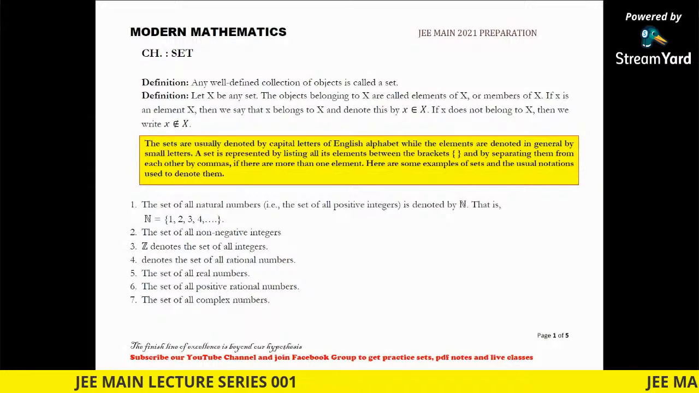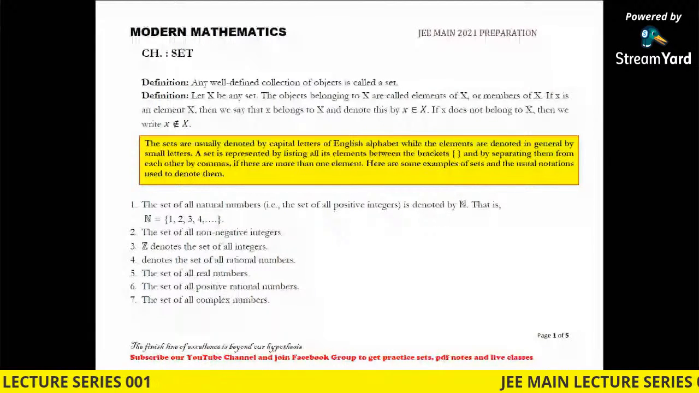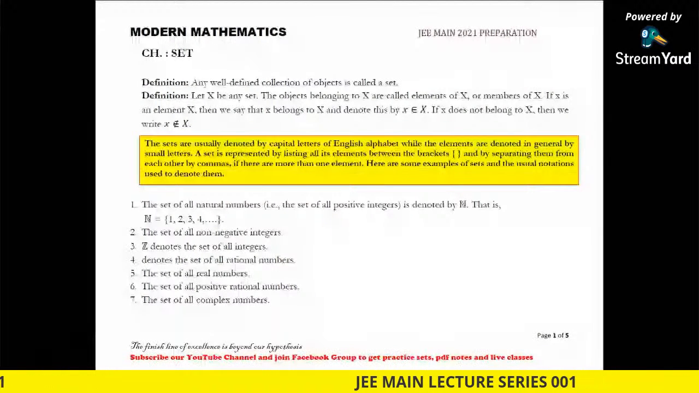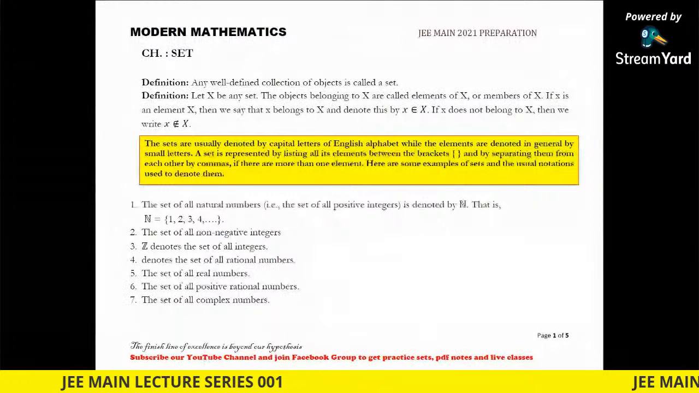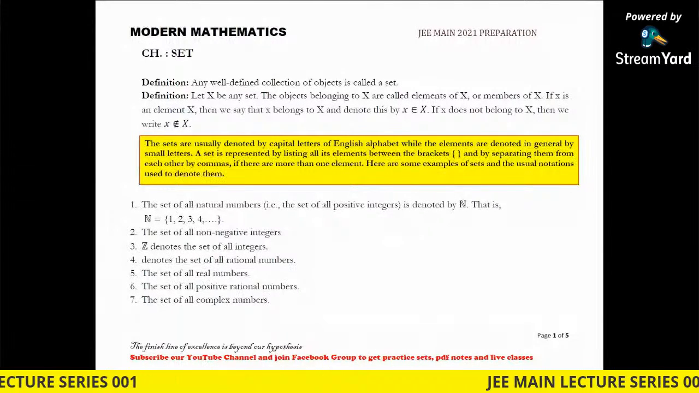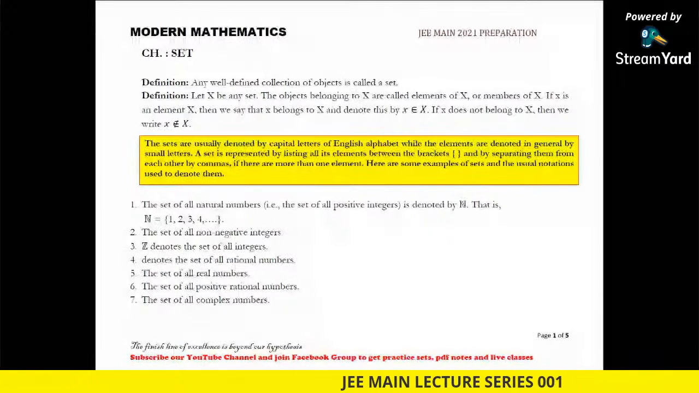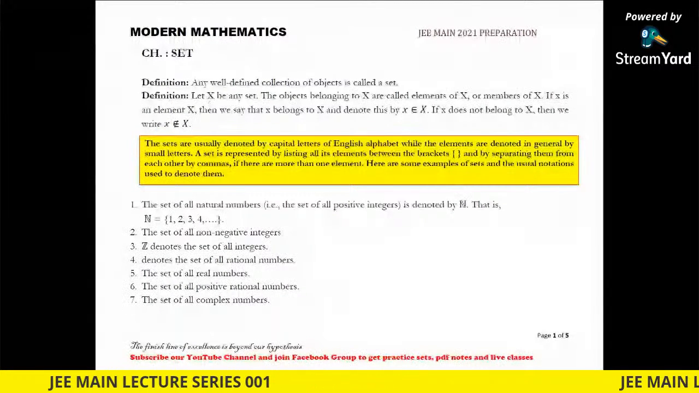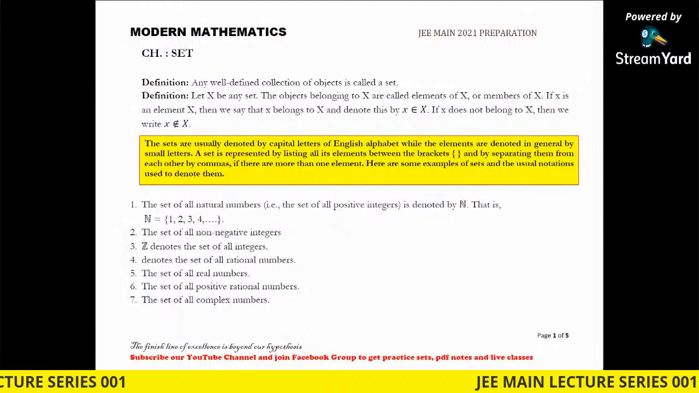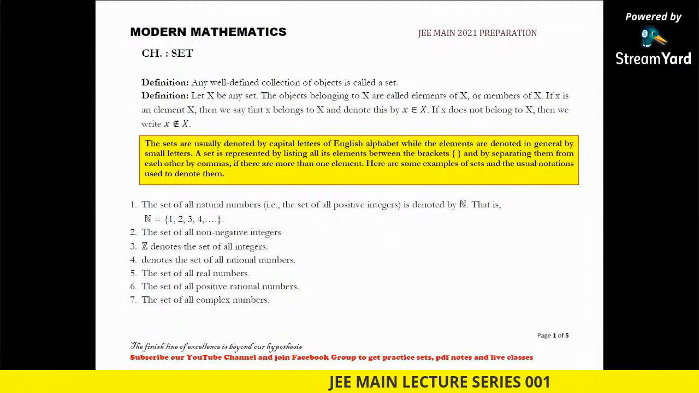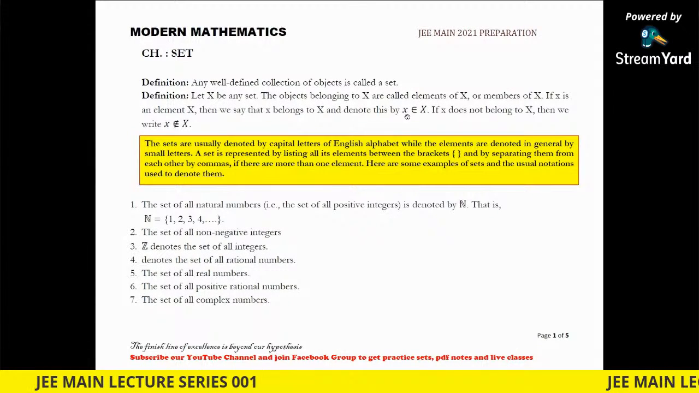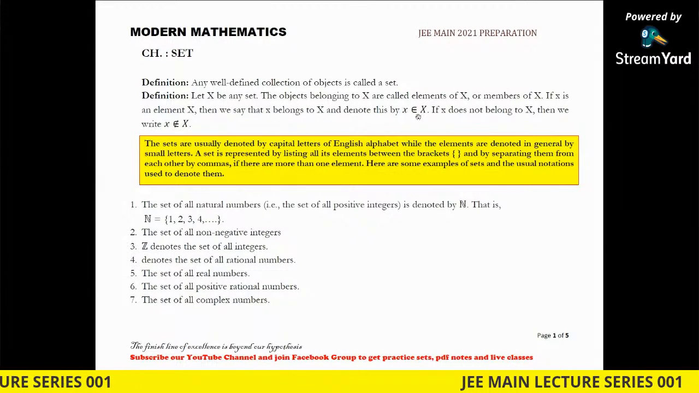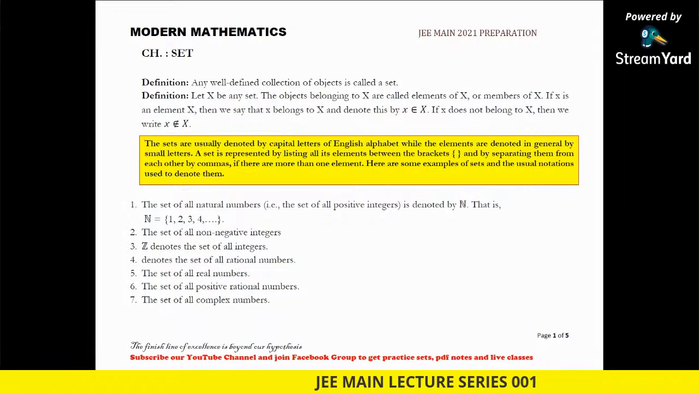Suppose a collection of pens, colored collection. So many colored collections, so this is a set, capital A. Here in the definition you can see capital X is any set, representing the set, and small x belongs to X. So small x is an element of this set.